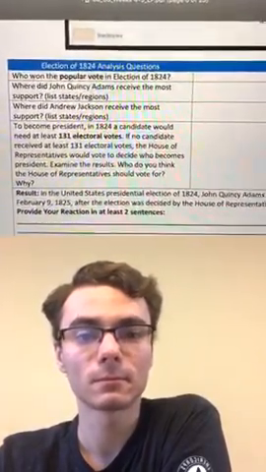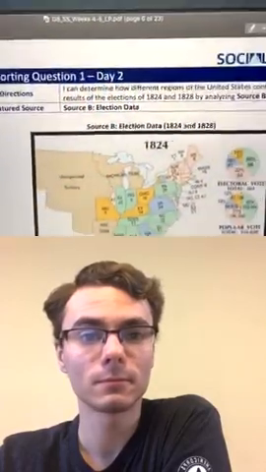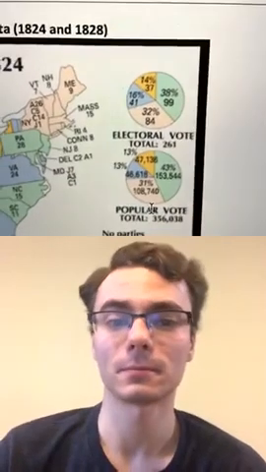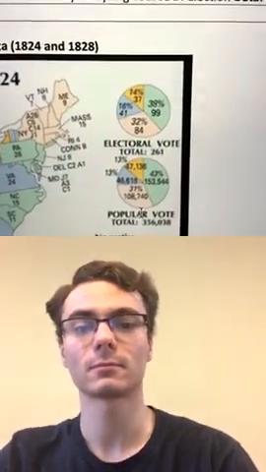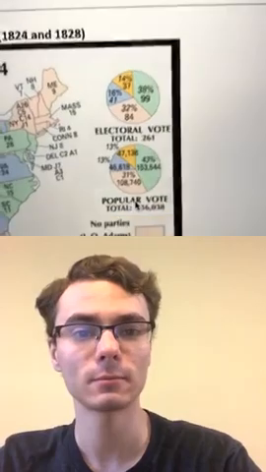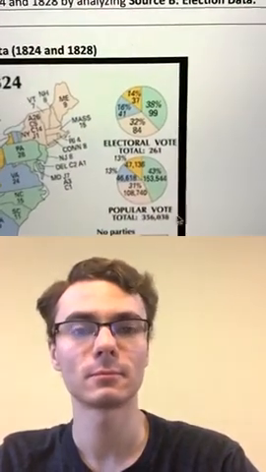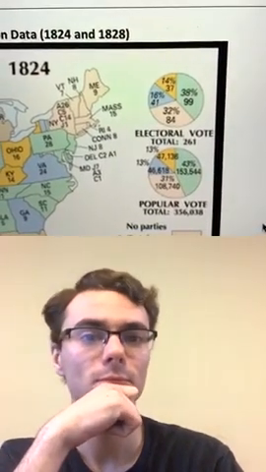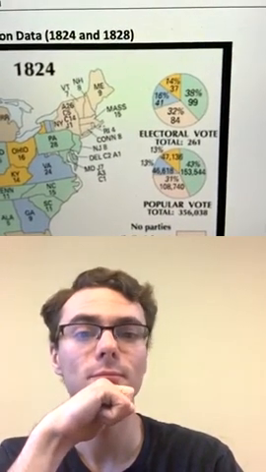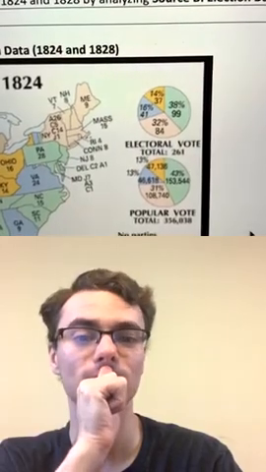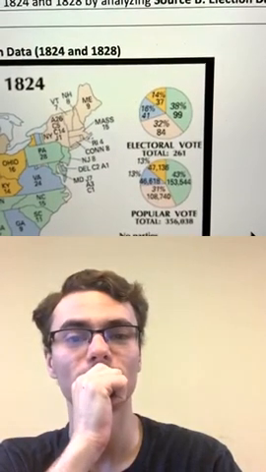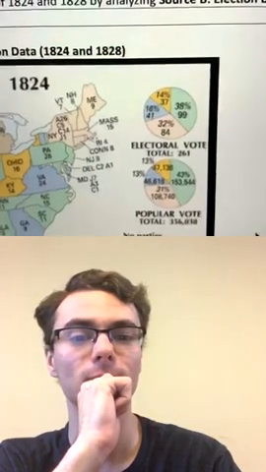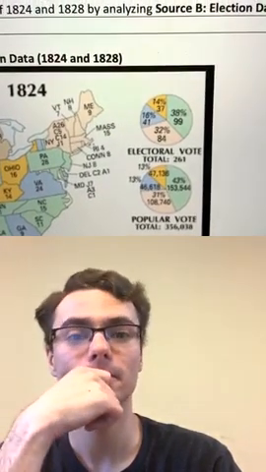Who do you think they should vote for according to this map? Exactly. Nobody got enough electoral votes, so the House of Representatives has to choose someone. Who do you think they should choose? Okay, someone says Jackson. That is a democratic answer, right?